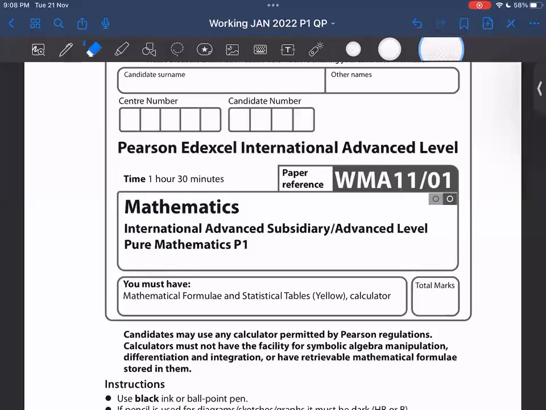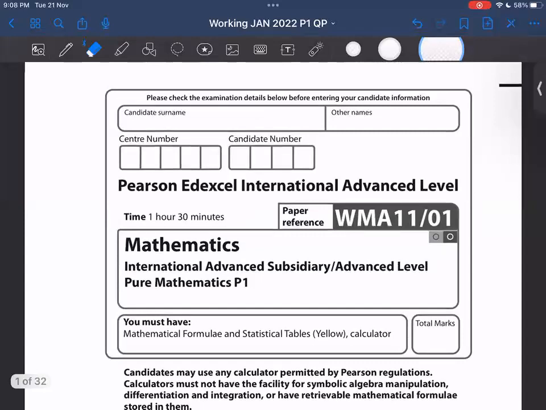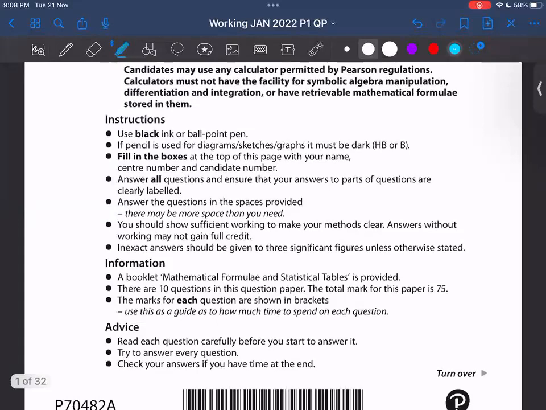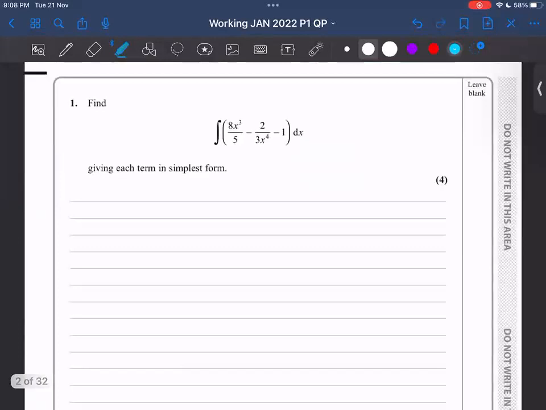All right, guys. So today we are going to solve paper 1 of January 2022, Pure Maths 1 paper. It is of 1 hour 30 minutes, and the total marks for this is 75 marks. Starting from question number 1, it says there's an expression. It says giving each term in the simplified form.